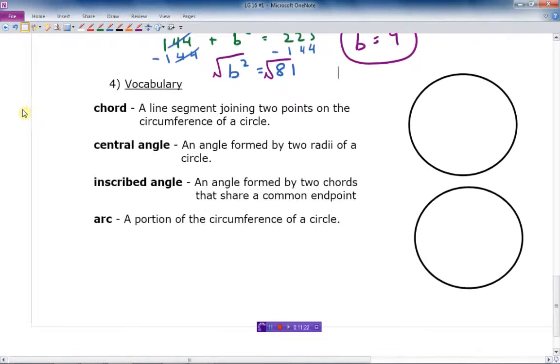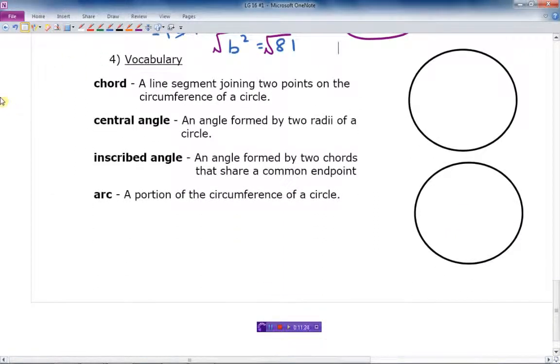Okay, so now we've got some vocabulary words we have to make sure we understand. First is a chord. A chord is a line segment joining 2 points on the circumference of a circle. So if I want to draw a chord, I just go from one point to another, there's a chord right there. I can draw another chord. It can start here and go down this way. As long as the two ends touch the edge of the circle and it is a straight line going across the circle, it is a chord. So those are two chords right there I've just drawn.